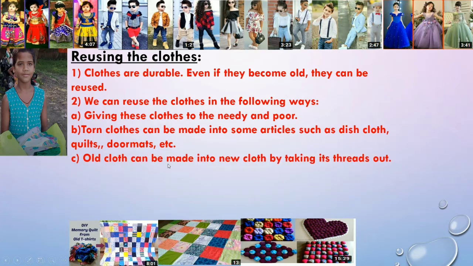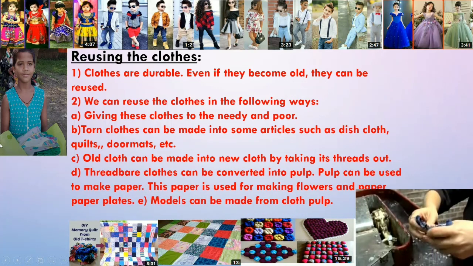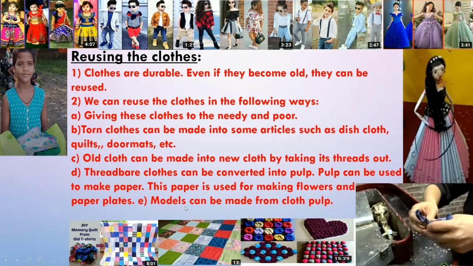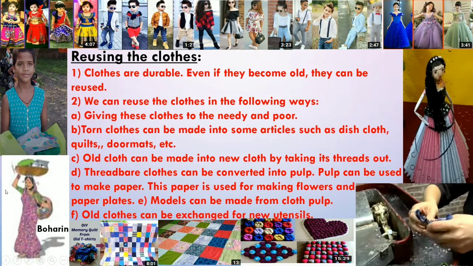Old cloth can be made into new cloth by taking its threads out. Threadbare clothes can be converted into pulp. Pulp can be used to make paper. This paper is used for making flowers and paper plates. Models can be made from cloth pulp. Old clothes can be exchanged for new utensils.